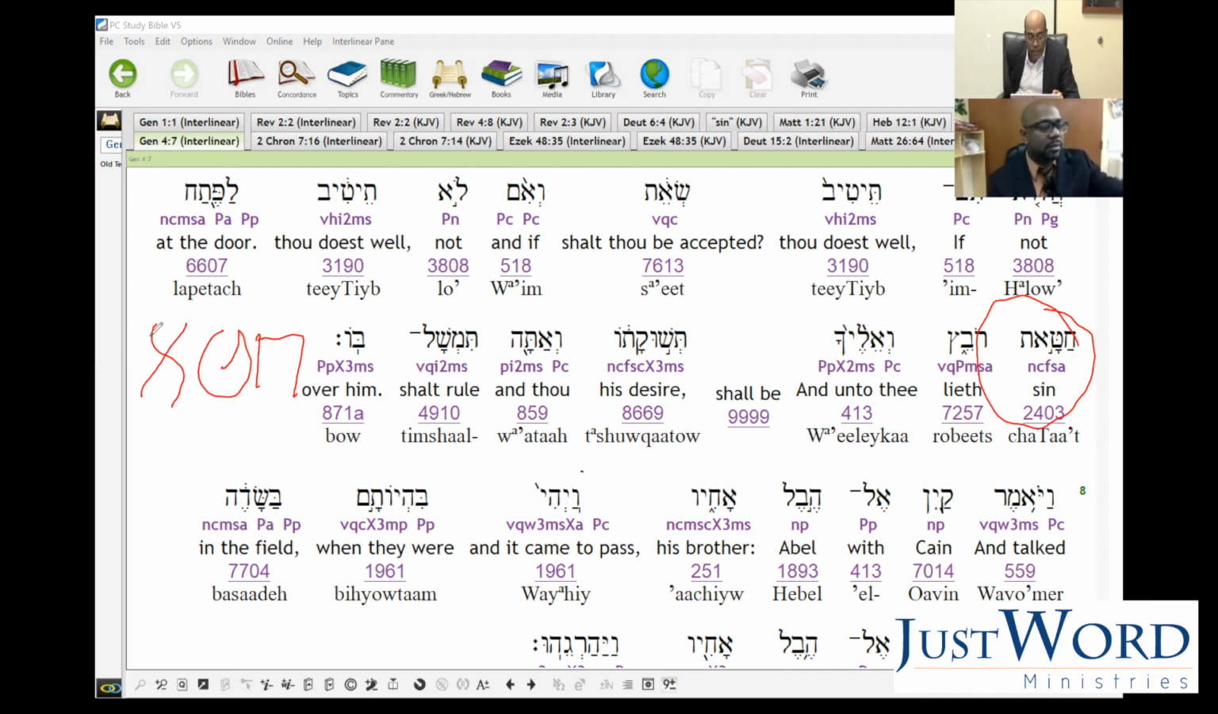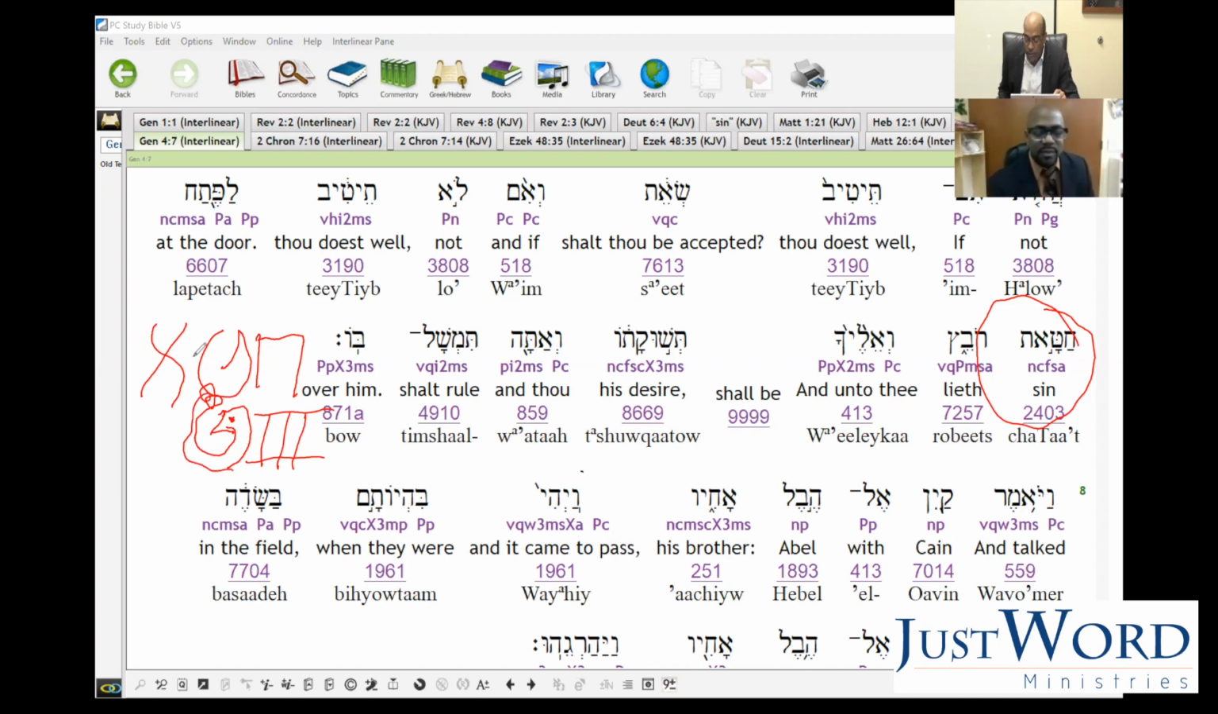The first letter, chet, which was originally a picture of a fence. A fence. These are on our website. The second letter, the picture of a serpent or snake, tet. Yes, the tet, which was a picture of a serpent. This is God's picture of sin.